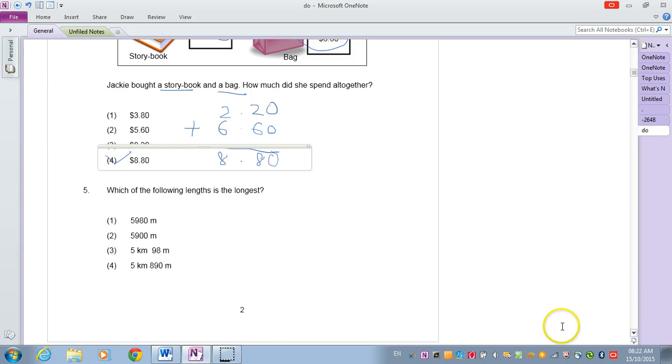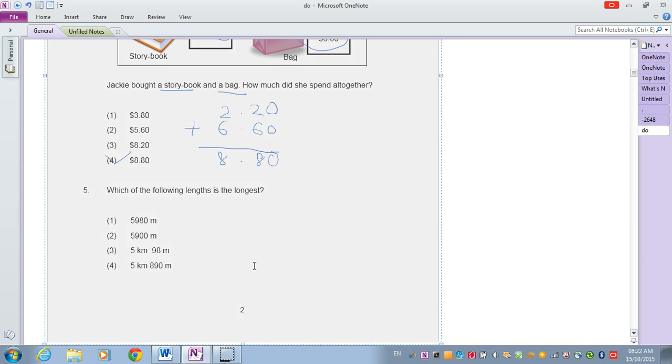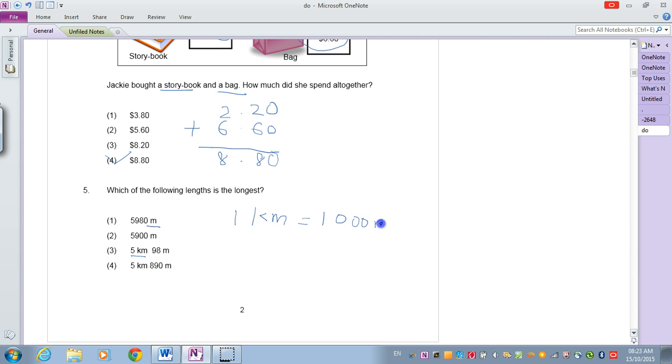Okay, question number 5. Which of the following lengths is the longest? Now you can look at the units. First of all, let's look at the units. The units are made up of meters and kilometers. Now it is very hard to compare if you have meters and kilometers. So let's make them all the same units. So what should we do? We know that 1 kilometer is equal to 1000 meters.